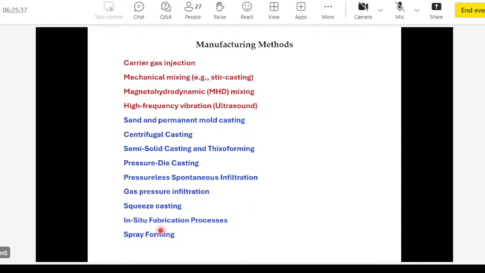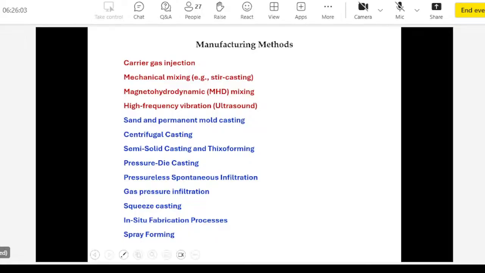In situ fabrication processes create the reinforcement inside the metal itself. In other words, you don't add any reinforcement externally. You choose your alloy in such a way that chemical reactions of the constituents will form the reinforcement. So some directional solidification processes utilize in situ fabrication of reinforcement.